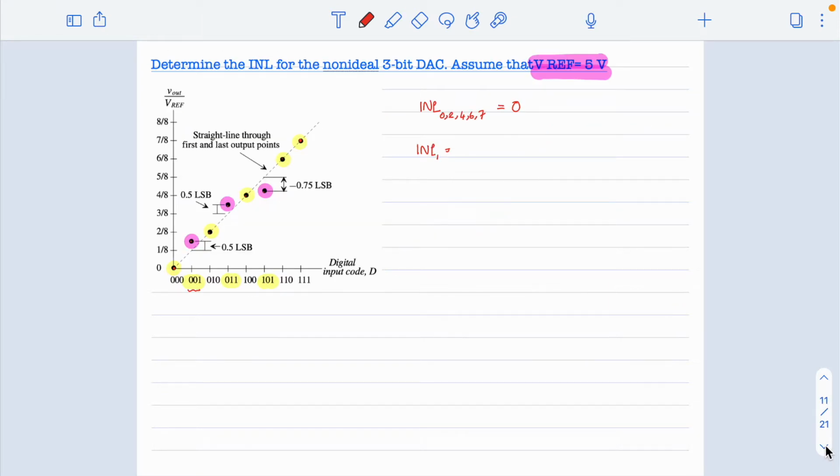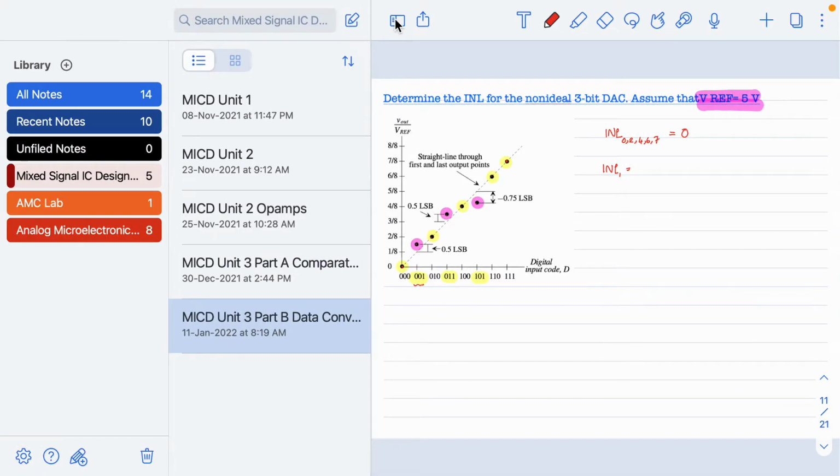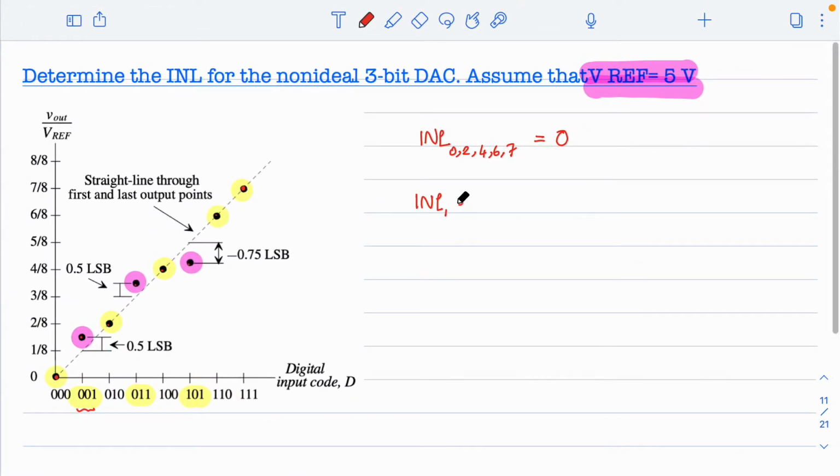So, I can say that in this case, your INL for code 1 is plus 0.5 LSB, because the point is above the reference line. So, this can be written as 0.5 LSB, right? Similarly, you can find the INL value for the input digital code of 3.